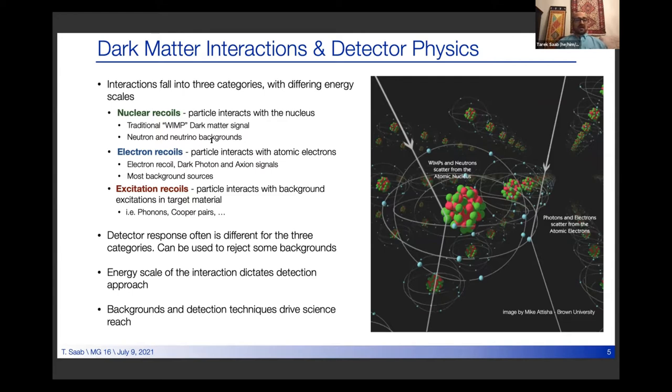And in the extreme, when the dark matter candidate is very light or the interaction energy transfer is very low, there is a possibility that it will be interacting directly with excitations in the bulk medium, so either phonons in the solid or Cooper pairs in a superconductor. The response that you see in the detector will be different depending on which type of recoil is taking place, so you have to design and tailor a technique appropriate for each scenario.